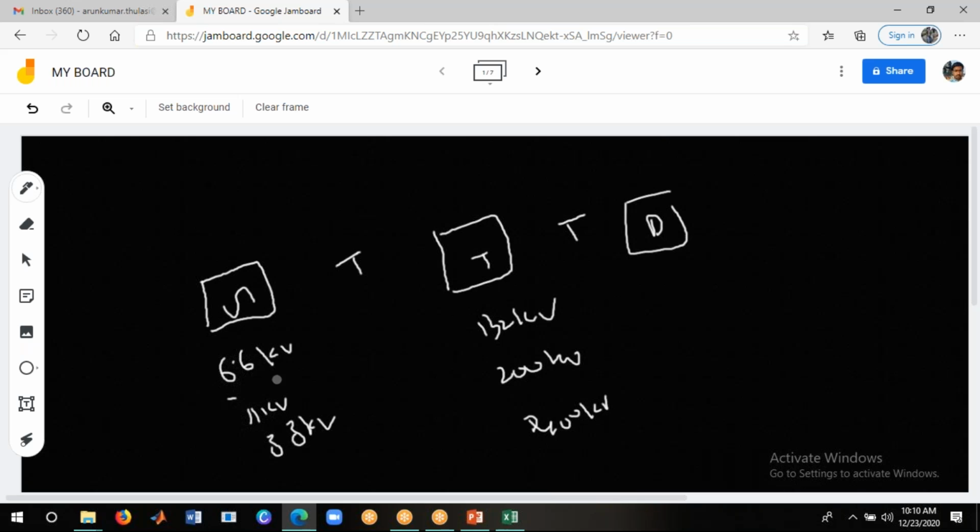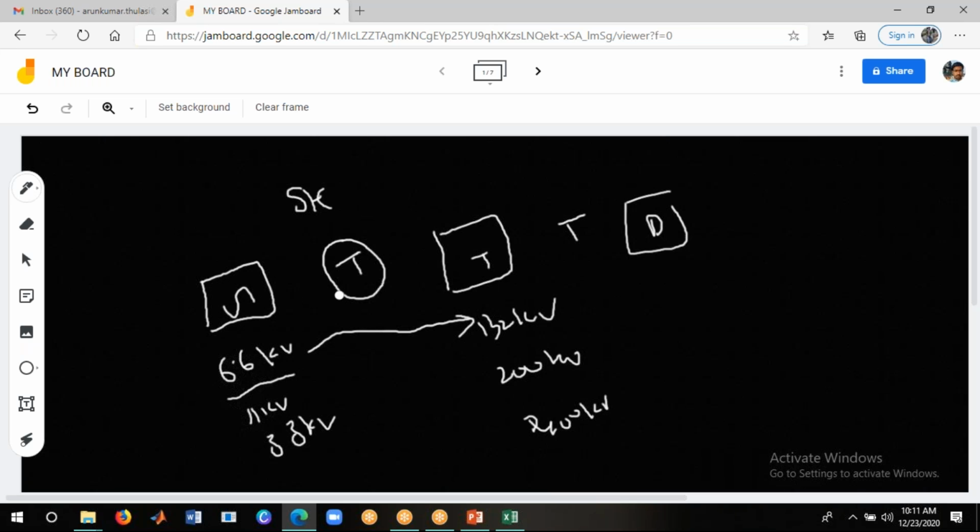Now look, here 6.6 kV is generated by the generating station and this value becomes 132. Here, is it increased or decreased? Voltage level, how is it? Increased. Now let me tell you what type of transformer we are using here. Step up or step down? Step up transformer, sir. So the step up transformer we use in between the generating station and the transmission lines.